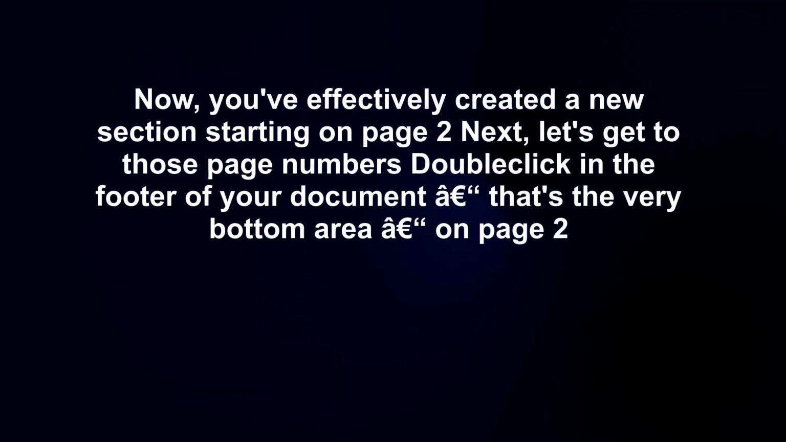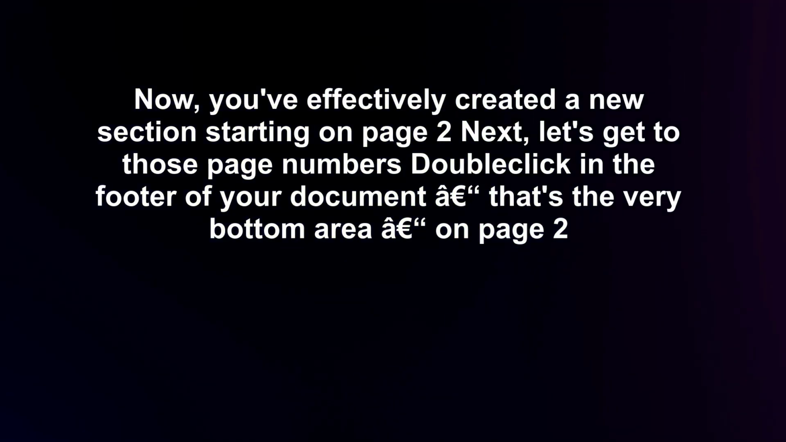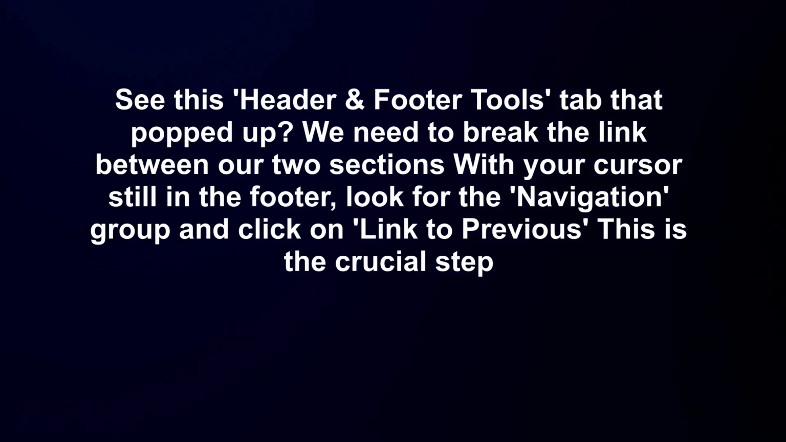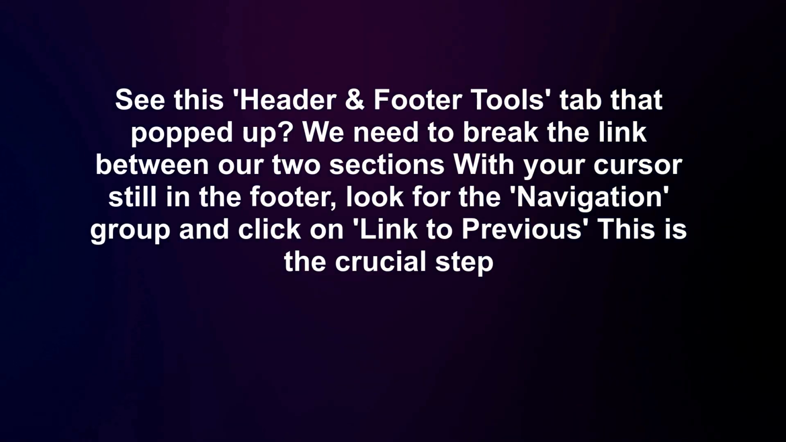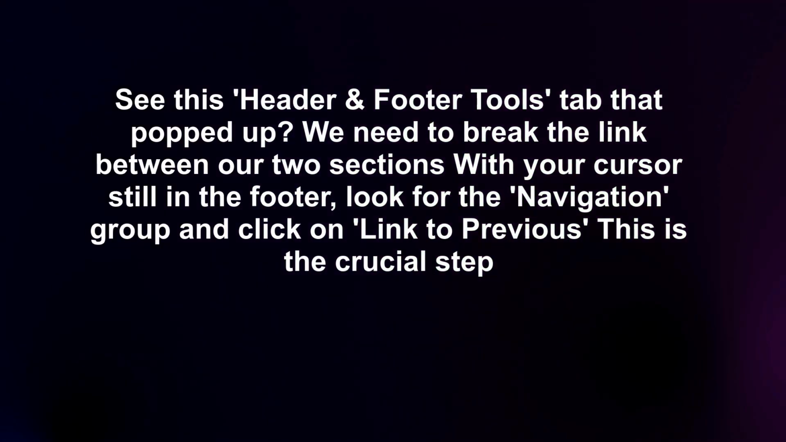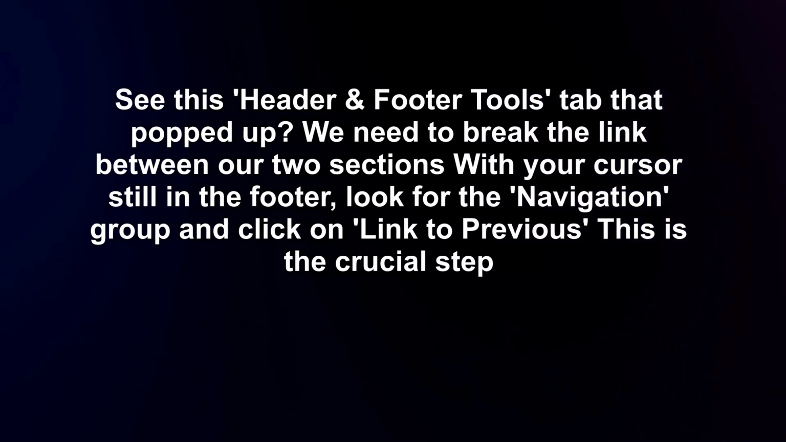Let's get to those page numbers. Double-click in the footer of your document, that's the very bottom area, on page 2. See this Header and Footer Tools tab that popped up? We need to break the link between our two sections. With your cursor still in the footer, look for the Navigation group and click on Link to Previous.